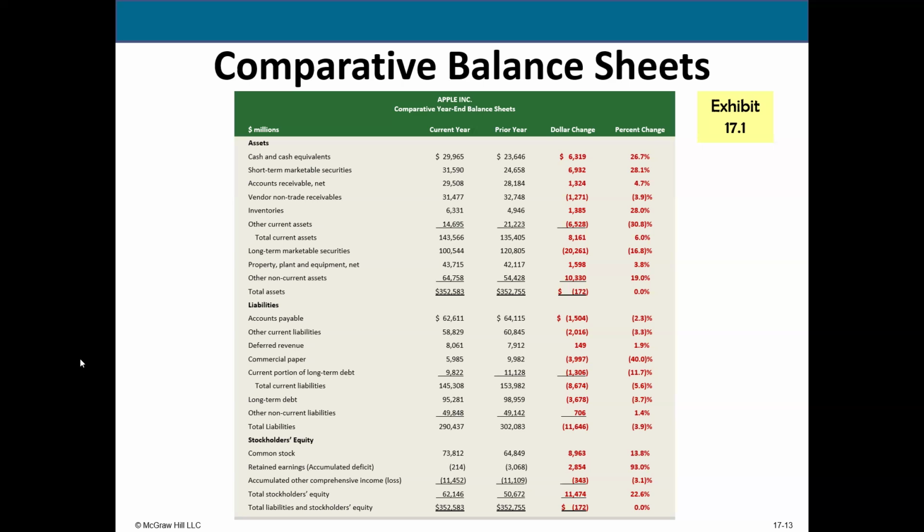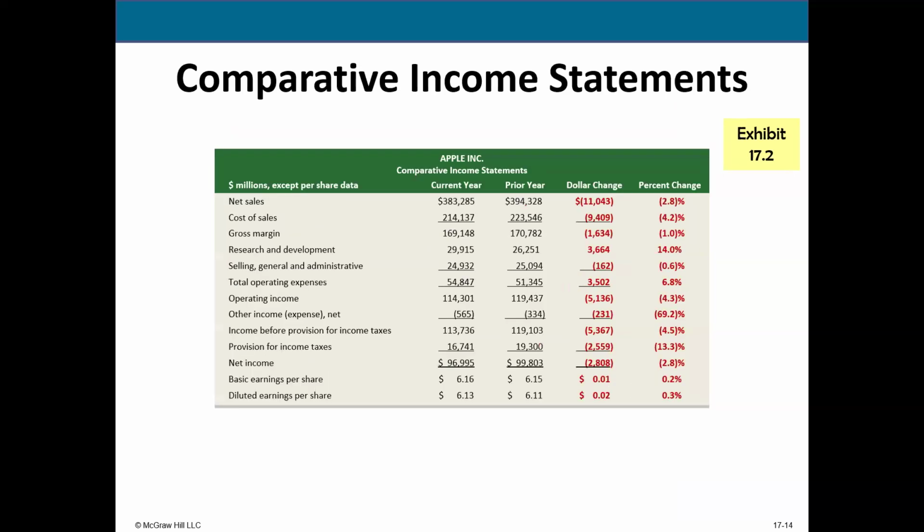Love the questions. We also do the same thing for the income statement. So here we have Apple's most recent income statement, and we have our dollar change, current year minus prior year, and percent change, current year minus prior year divided by the prior year. And just looking at this income statement difference, I'd be super curious to find out what's going on with research and development. 14% change from year to year.